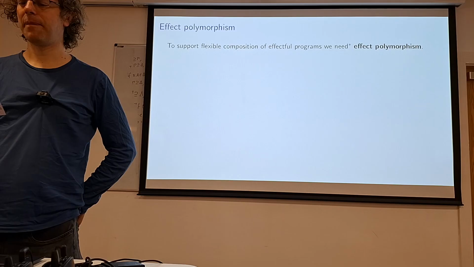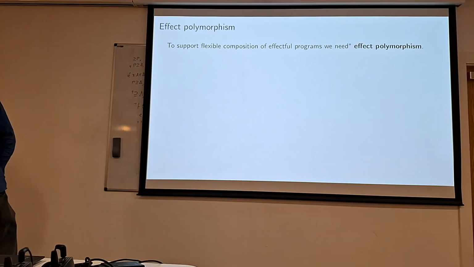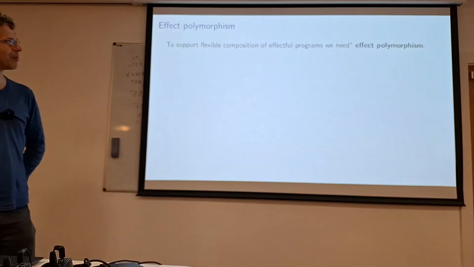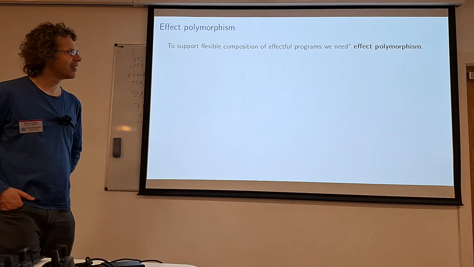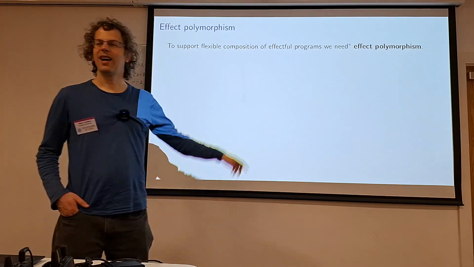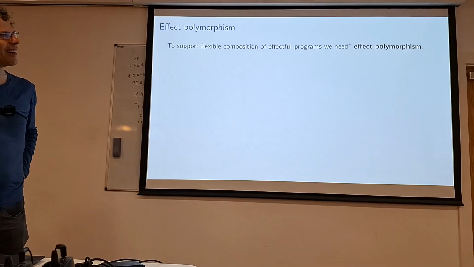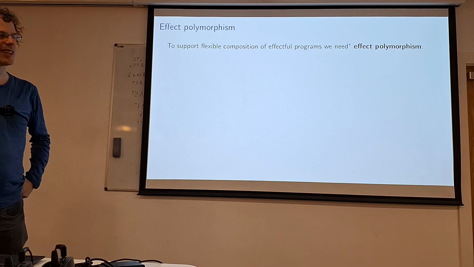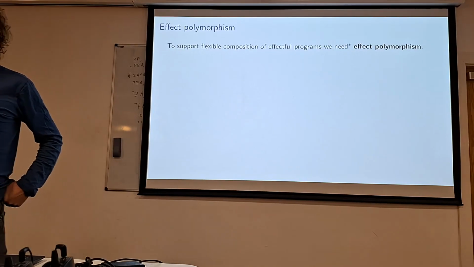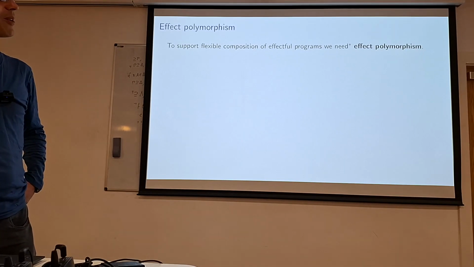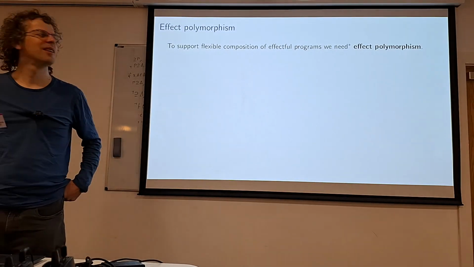And I'm starting off with this claim. In order to support flexible composition of effectful programs, we need effect polymorphism. I've added an asterisk here. Well, I guess there's two reasons for that asterisk. A usual one that people often think they want, and is necessary, is well, maybe you don't need polymorphism over your effects. Maybe you just need effect subtyping.